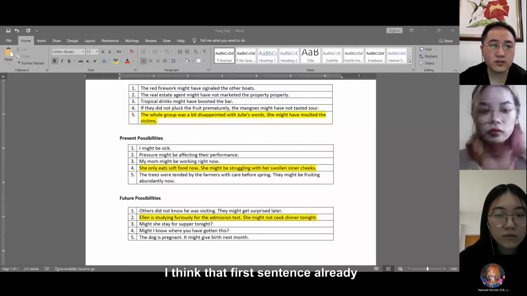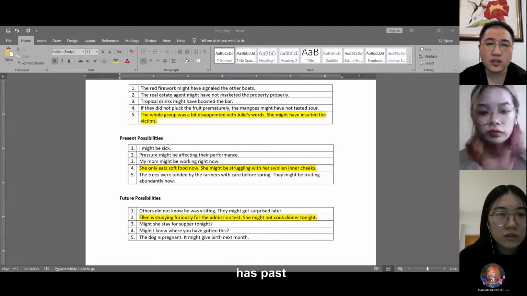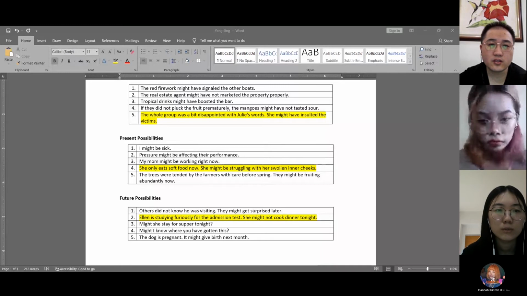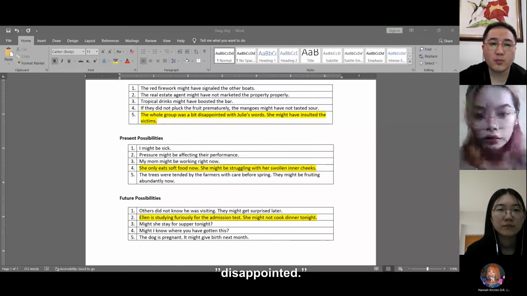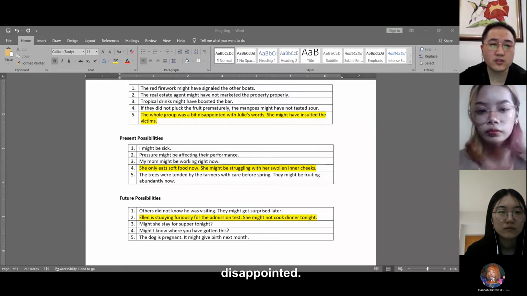I think the first sentence is already in the past, because the first sentence has a past verb. Next, the thinking word is a past participle: disappointed. Julie said some words that made them disappointed.